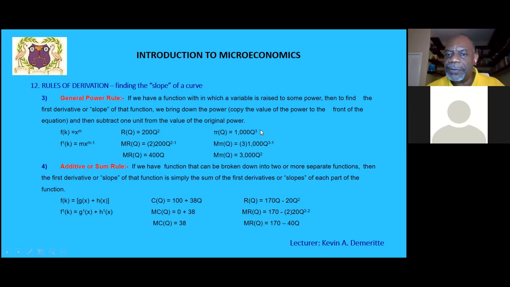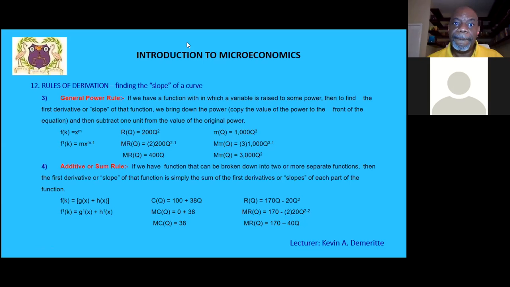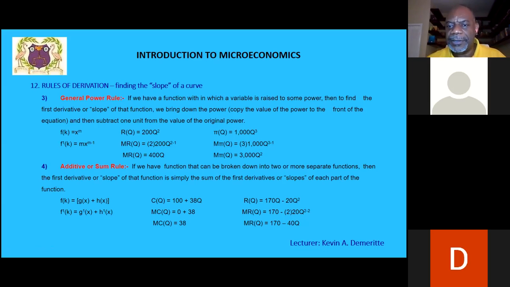In this next example, our profit function is 1000q raised to the 3rd power. So according to our rules, this is what we do. We bring down the power, so we bring it to the front of the equation, and we subtract 1 from it. 3 minus 1, we end up with 2, and 3 times 1,000, we end up with 3,000. So in that case, the marginal profit, the slope or first derivative of our profit function, is equal to 3,000q squared.